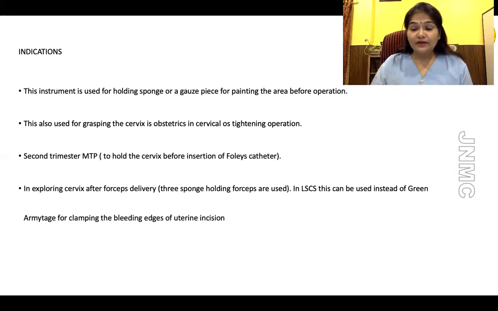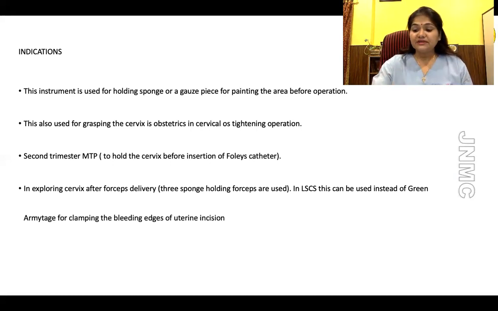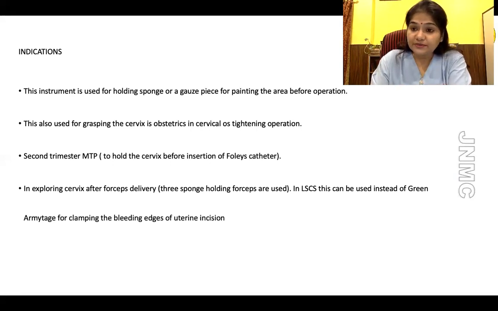So the whole viva is going to go on cervical os tightening maybe, or postpartum hemorrhage, traumatic PPH, cervical tears, like that. The viva can go on that. It can also be used as a hemostatic clamp when there are certain pedicles which are bleeding during hysterectomy, right? So these are the basic uses of sponge holding forceps. It is made of steel and sterilization is done by autoclaving.